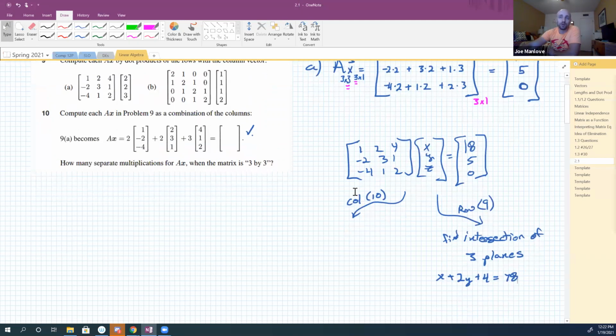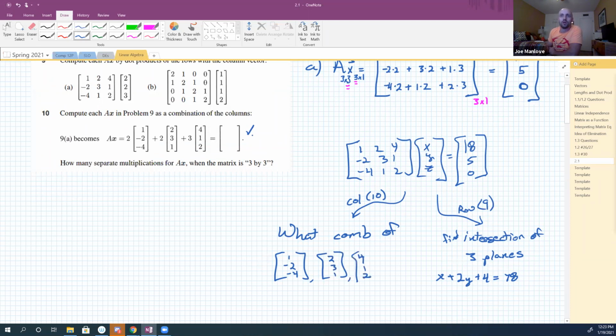If I look at it from the column perspective, then it's what combination of the vectors 1, -2, -4, 2, 3, 1, and 4, 1, 2 give 18, 5, 0. You guys see how that's a different question? It feels so different. Because this is asking me how do I combine these 3 arrows in 3 space? I need to get somewhere, and I just want to know how long I make each of them to get to that place.